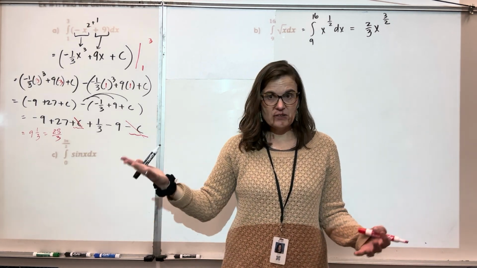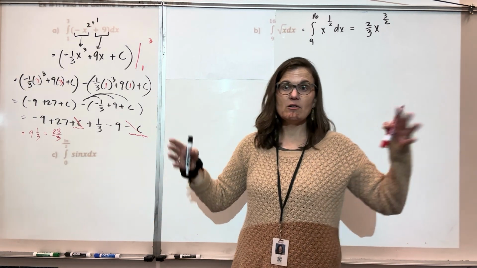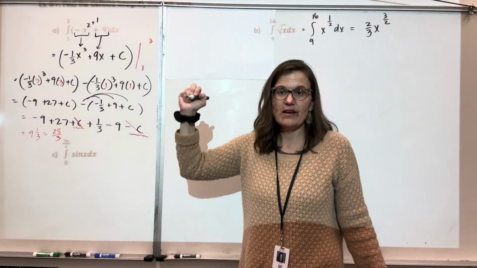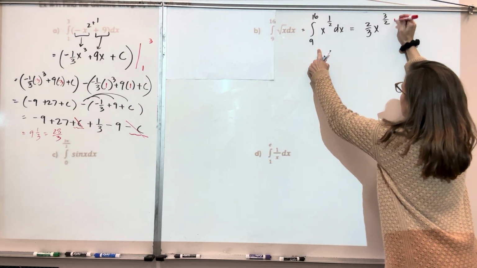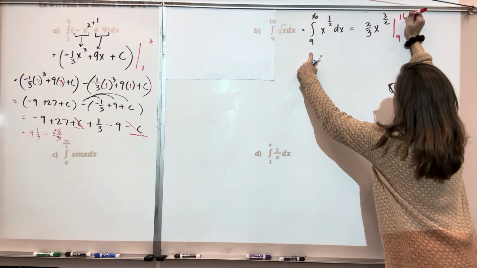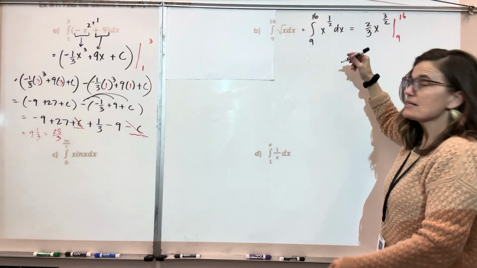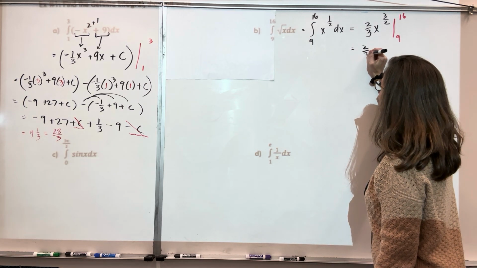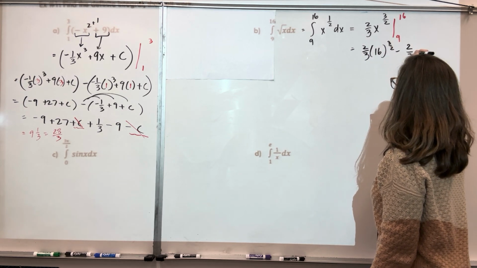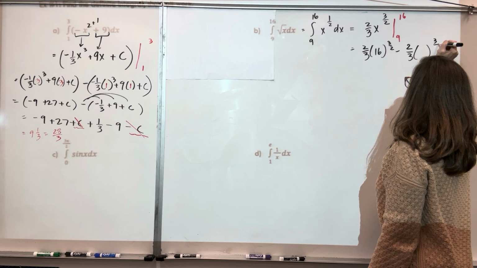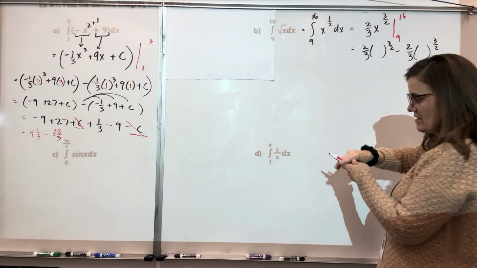Right? Normally I write plus c if it's an indefinite integral. So I think of indefinite integral, plus c. If it's a definite integral, I don't write plus c, but instead I write the straight line evaluated from 9 to 16. Right? Then I'm going to plug in 16 minus plugging in 9. So 2/3, 16 to the 3/2, minus 2/3, 9 to the 3/2.